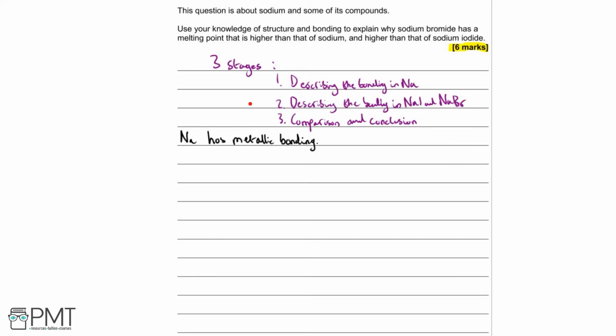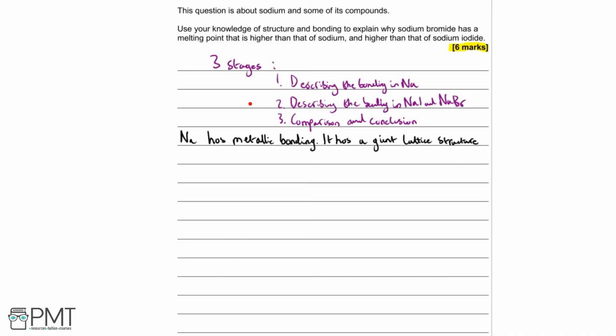After that, we're going to want to describe the structure of sodium. So we're going to say that it has a giant lattice structure, as again, that is the structure that we will get with a metallic element. However, we're not quite done yet, as there's always going to be about 3 points we want to make for each of these stages.